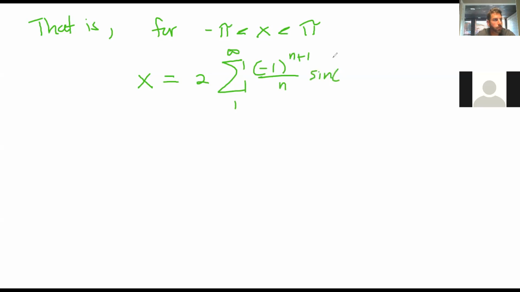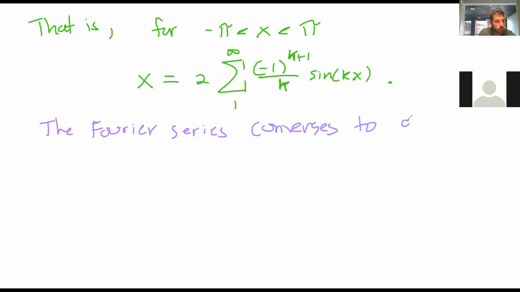Oh, I'm just using k here. Let's be more consistent. I mean, clearly it's true when x is 0. 0 does equal the sum of all those zeros. So let's just say the Fourier series converges to g of x equals x. That's sort of the moral here.